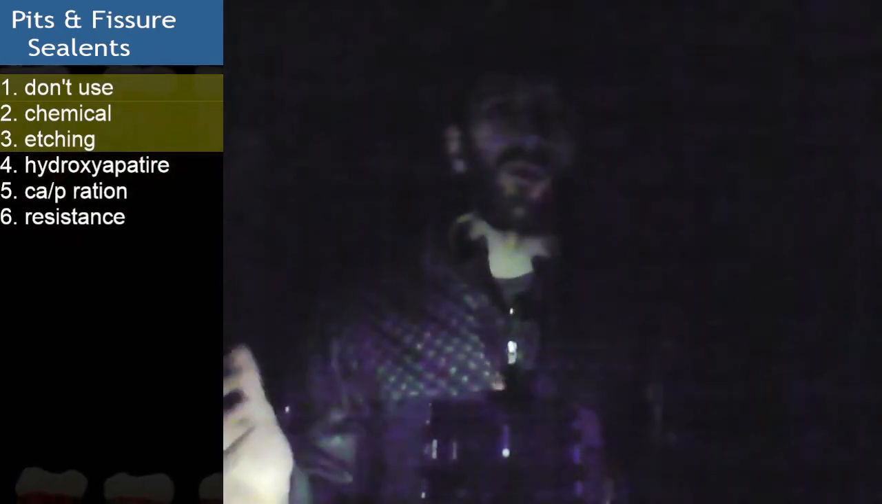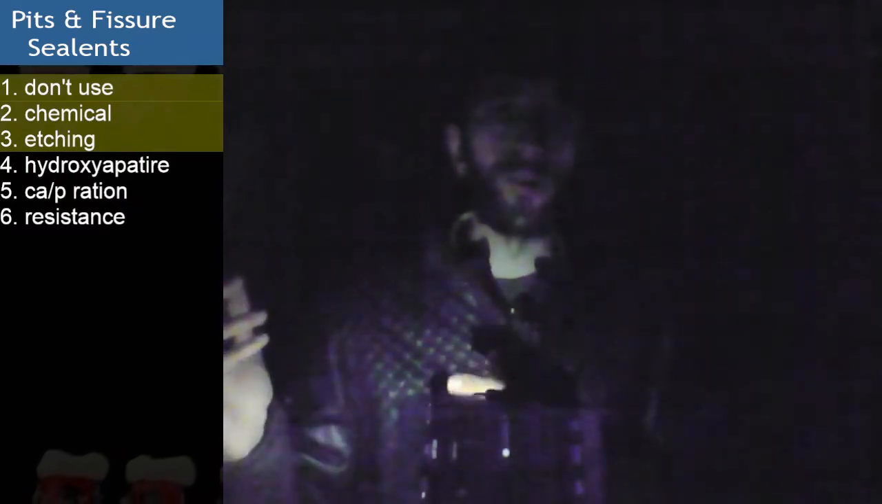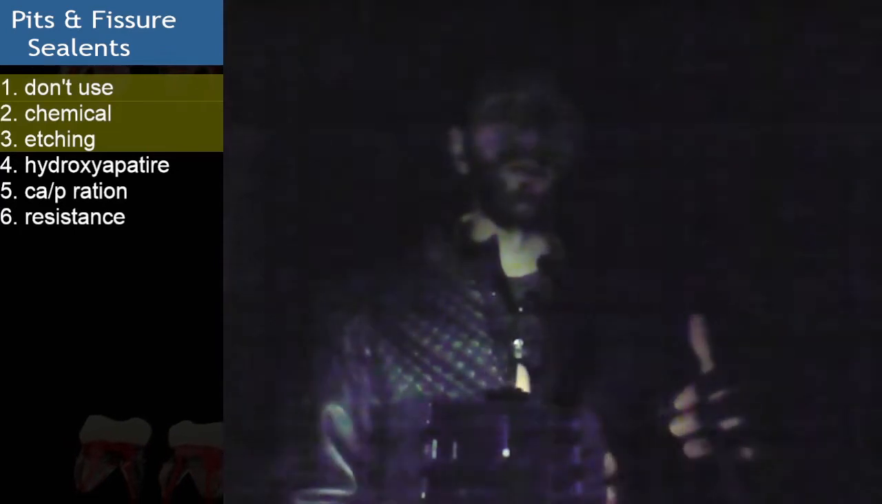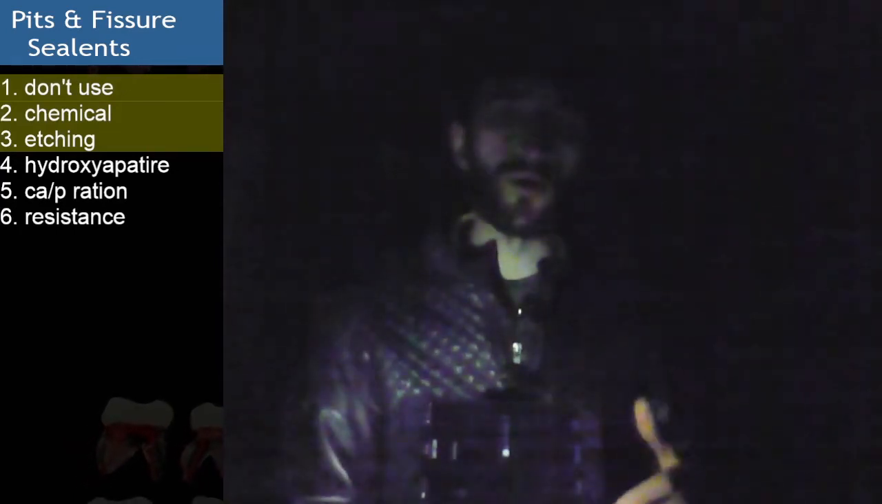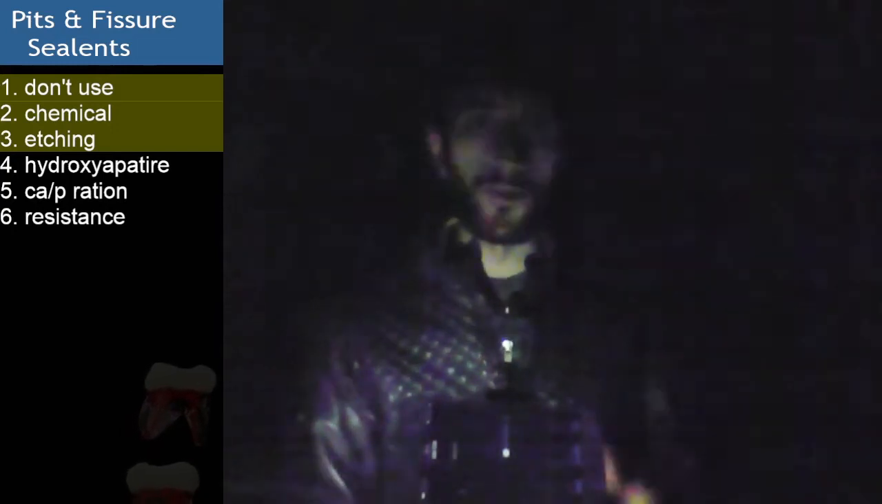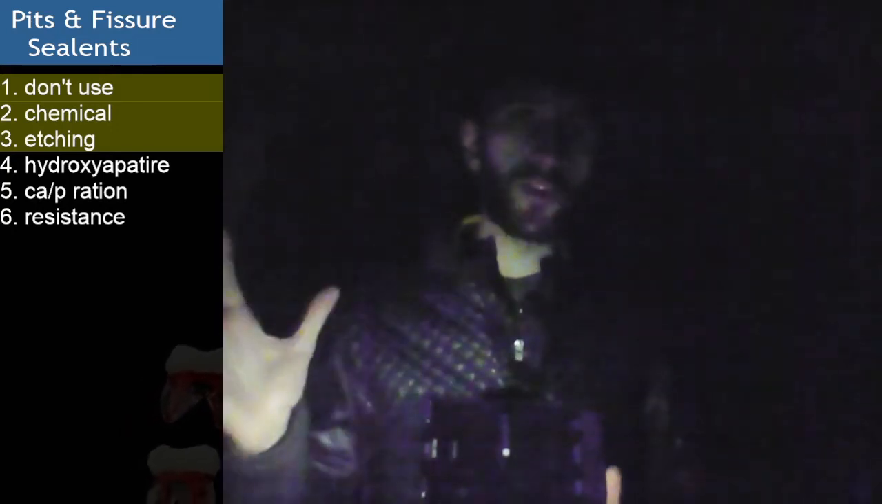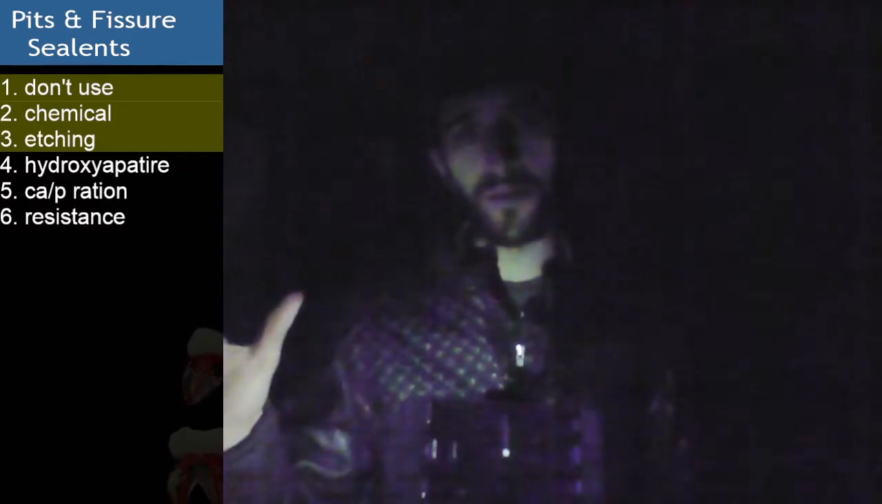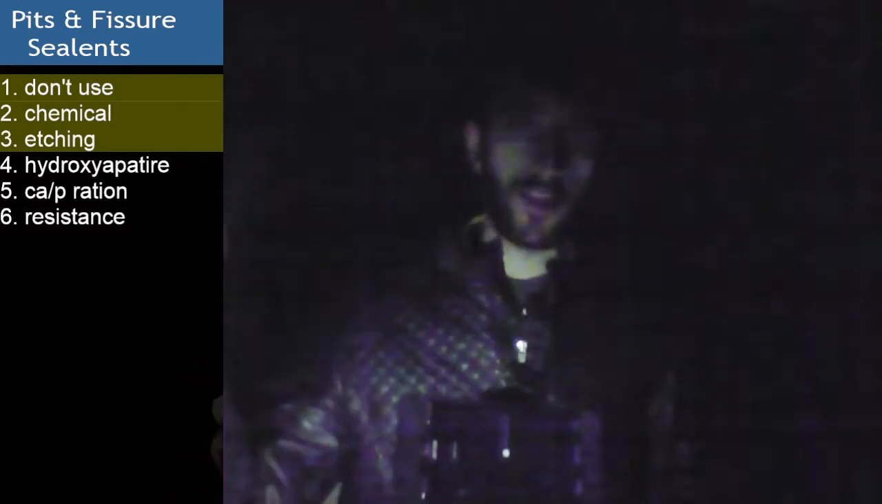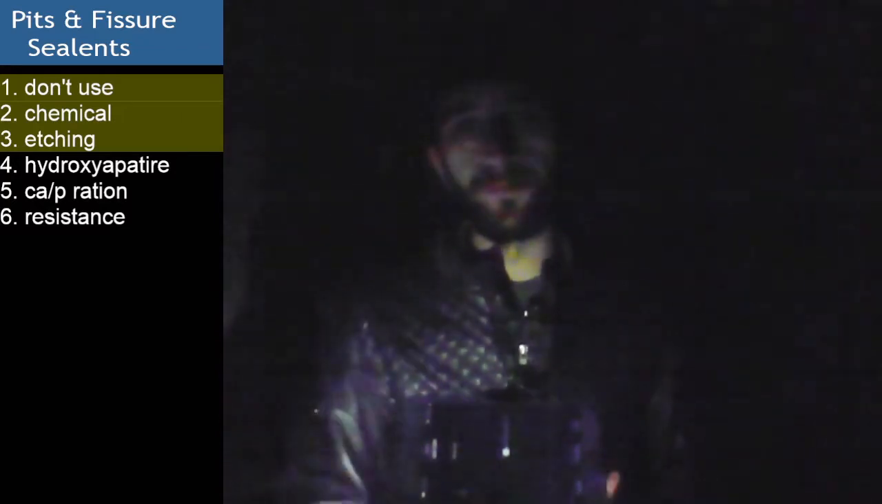And this is different from the etching time for using composite and GIC restorations. That time is 15 seconds for dentine and 30 seconds for enamel.